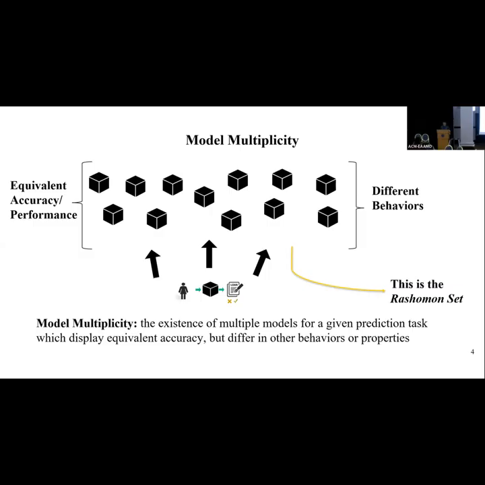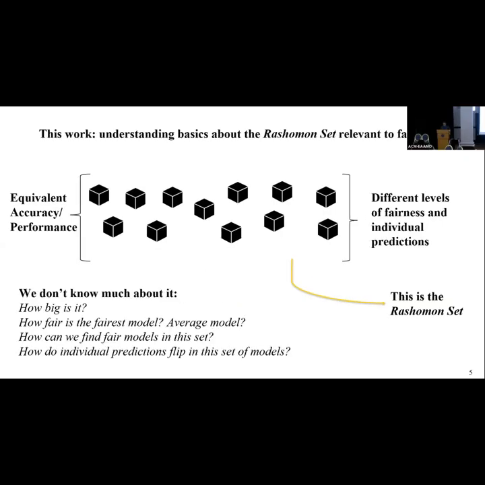In this paper, we are going to be thinking a lot about the set of equally accurate models for the same prediction task, which we call the Rashomon set. While there has been a lot of work around model multiplicity, we actually don't know much about the Rashomon set itself in terms of properties. In this work, we try to understand some basics about the Rashomon set and the fairness of models within the Rashomon set.